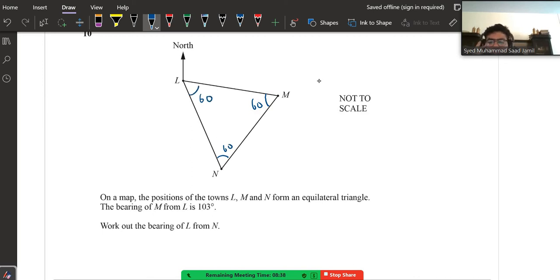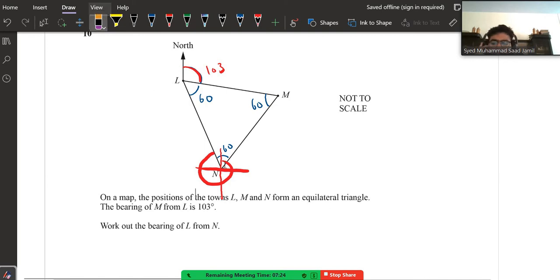It says the bearing of M from L, basically this part, let me use a different color, this part is 103. Now the question says work out the bearing of L from N. Basically all the way we are going to make a line over here. It says L from N. So we have to calculate all the way till here.